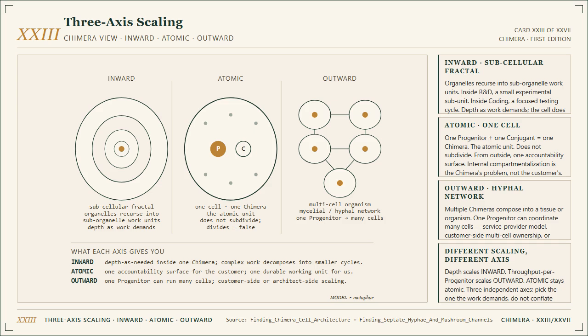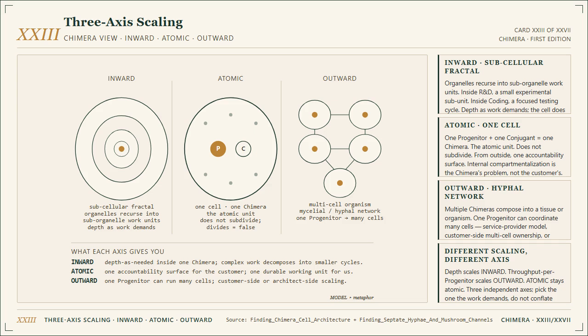In the center, atomic. One progenitor plus one conjugate equals one chimera, the atomic unit. It does not subdivide. From outside, one accountability surface. Internal compartmentalization is the chimera's problem, not the customer's. The architecture's standing claim: topology equals atomic, divides equals false.